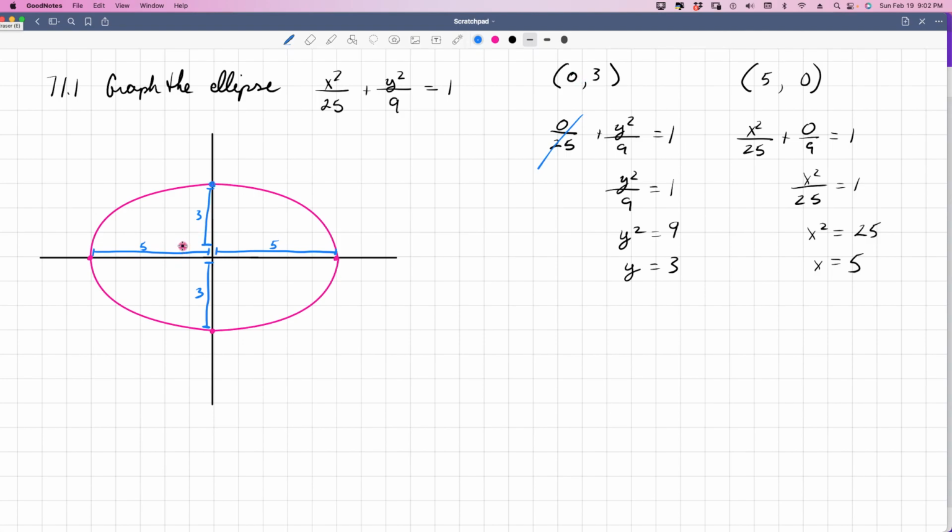Now I know on an ellipse that the height of the ellipse here is going to be the same as the ellipse here, right? This is half of the ellipse.